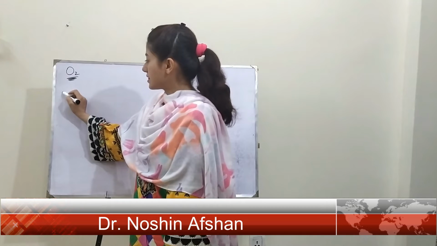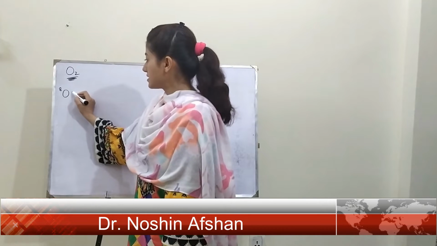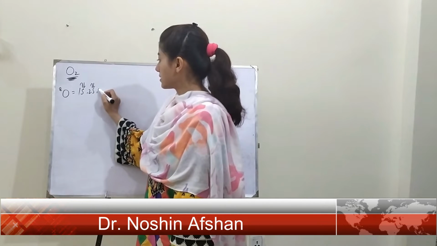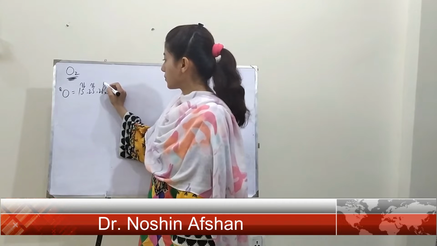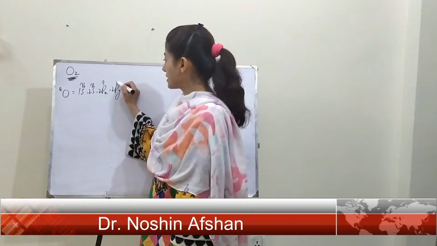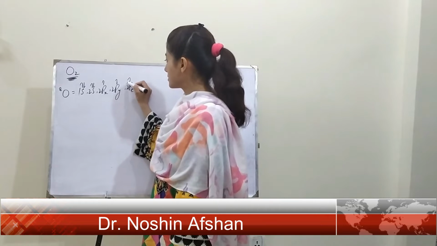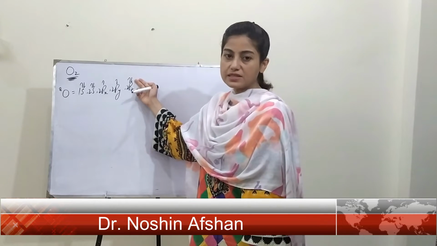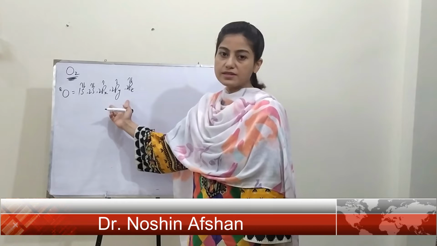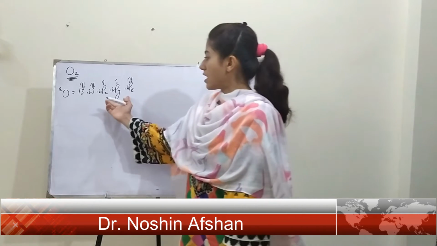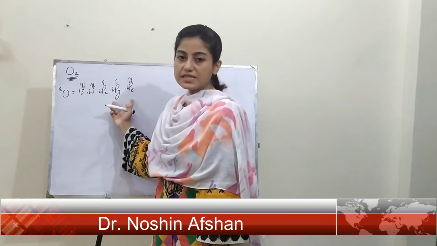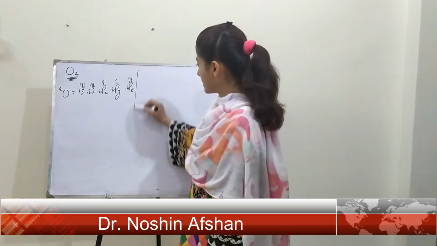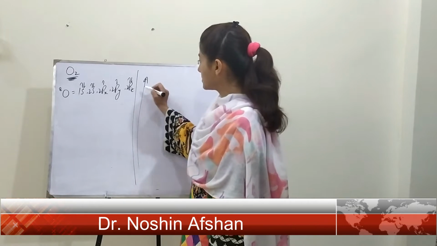Here the atomic number of oxygen is 8, that is 1s2, 2s2, 2px1, 2py1 and 2pz2. Here this second electron can be placed in any of these three suborbitals because 2px, y and z, all these three suborbitals are at equal energy level. So now let's draw its molecular orbital diagram.